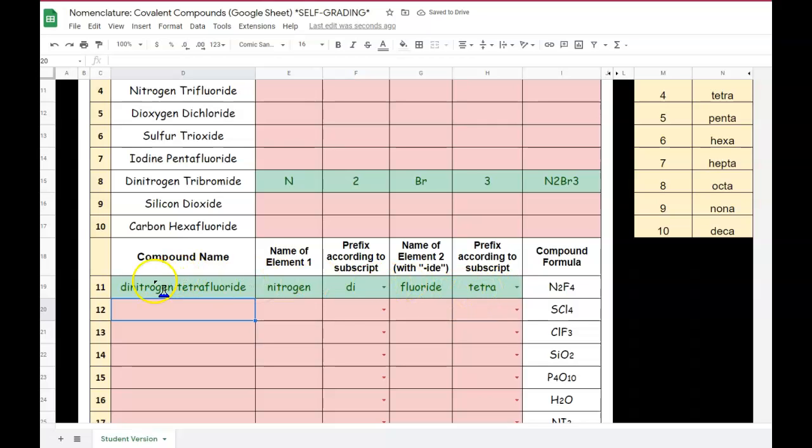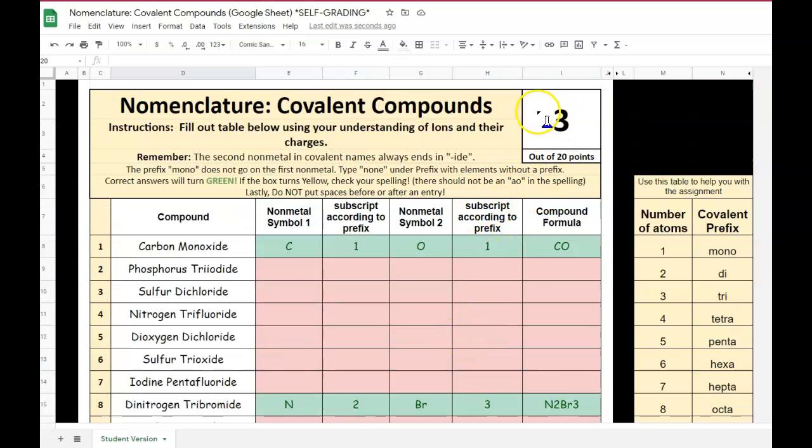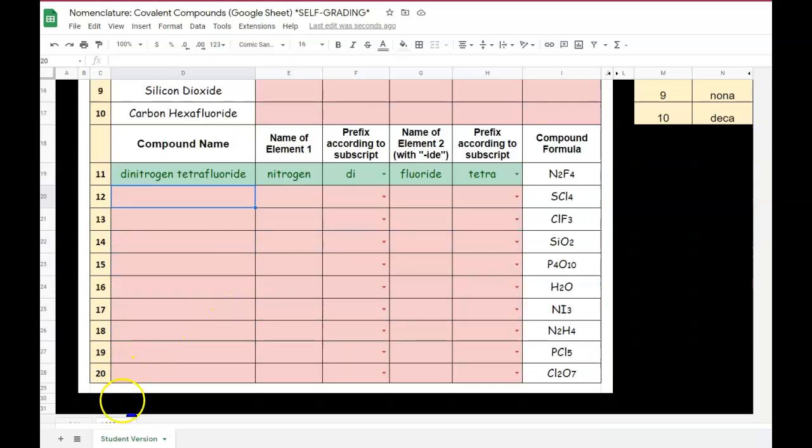Again, everything is correct when it turns green. This is how you'll do the other section. When you get everything correct, you should get a total of 20 points. So the assignment's worth 40 total. If you have any questions, please make sure you reach out.